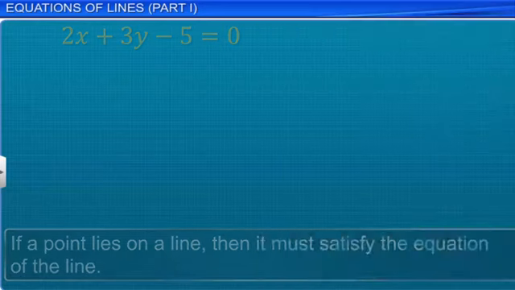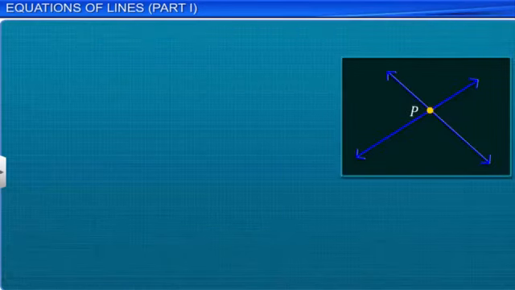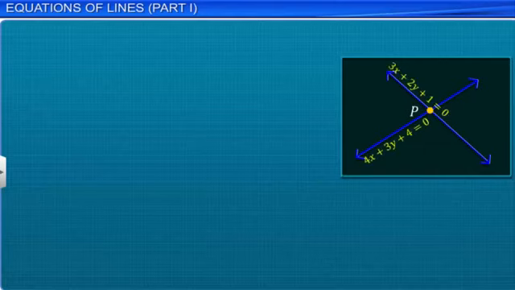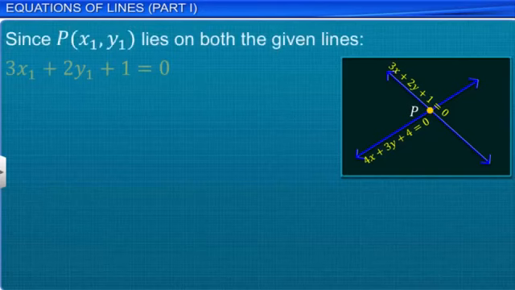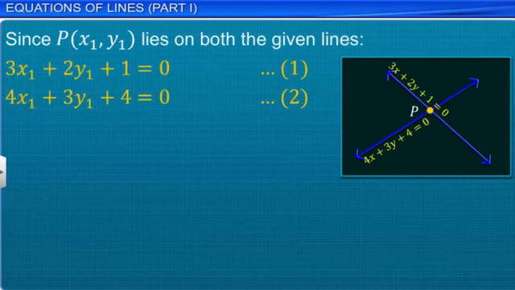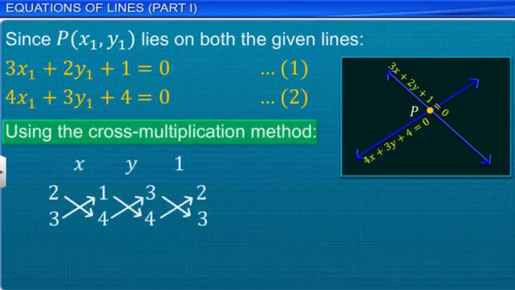Now consider point P lying at the intersection of the two lines. Each of these two lines is represented by an equation. As the point of intersection, P lies on both the lines. Its coordinates must satisfy the equations of both the given lines. By solving these two equations, we get the point of intersection.